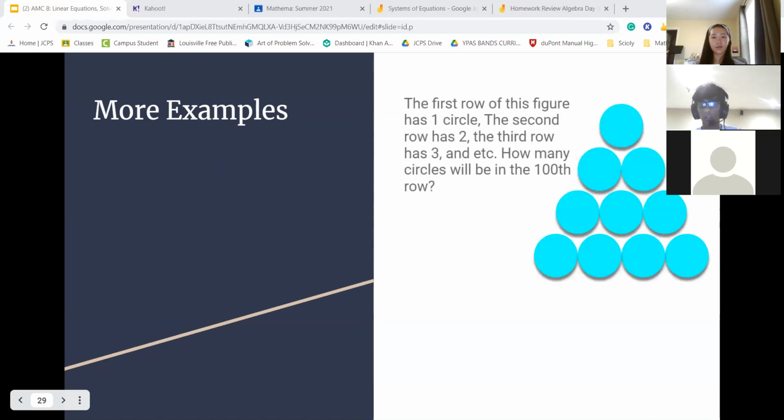Okay. So another example. This isn't my slide. Oh wait, actually it is. The first row of this figure has 1 circle. The second row has 2, and the third row has 3. How many circles will be in the 100th row? So this question is really simple, but they're adding the figure there just to help you visualize it, I guess.